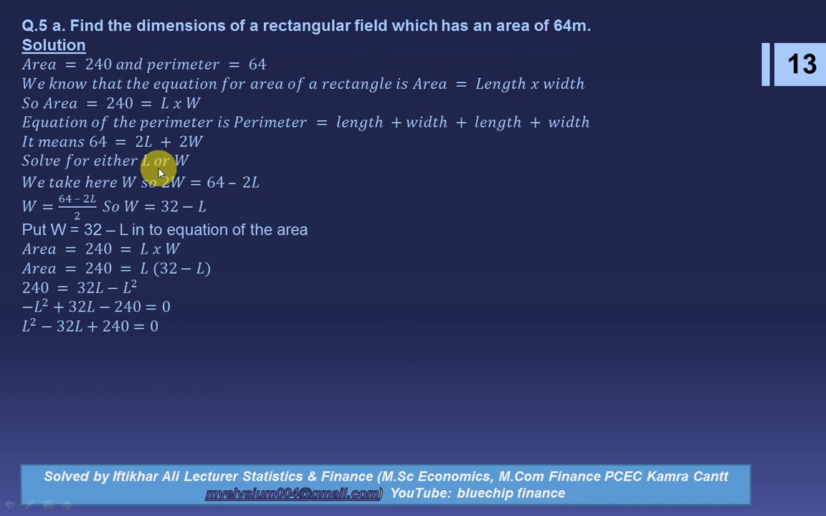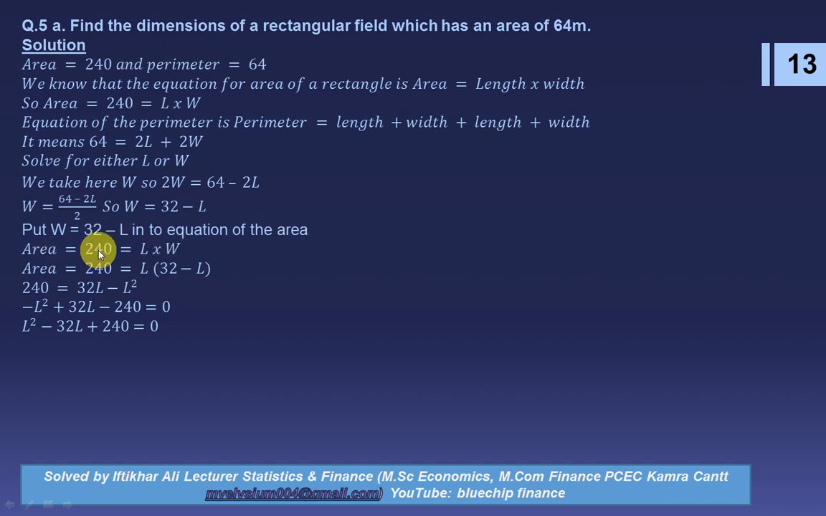Solve for either L or W. We take here W, so 2W should be equal to 64 minus 2L, and solve for W. So W should be equal to 64 minus 2L divided by 2, and W will be equal to 32 minus L. Put W equals 32 minus L into the equation of the area.